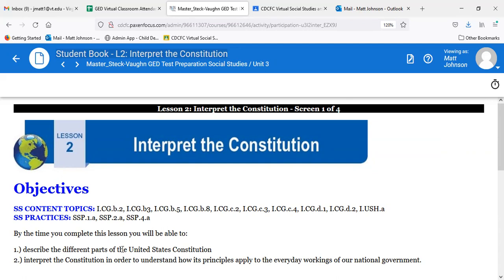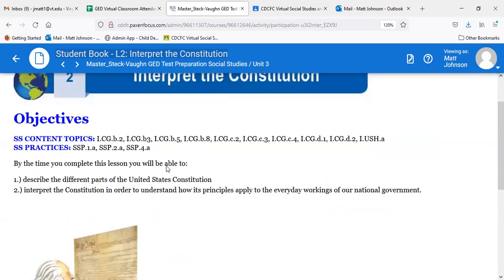So today, interpret the Constitution. It's important that we look at this, not just for the social studies aspect and your guys' test, but it's important to know your rights and understand a little bit of how the government works. And that's part of being a citizen. So today you're going to learn how to describe the different parts of the U.S. Constitution, and you'll interpret the Constitution in order to understand how its principles apply to the everyday workings of our national government. All right, so let's take a look here.